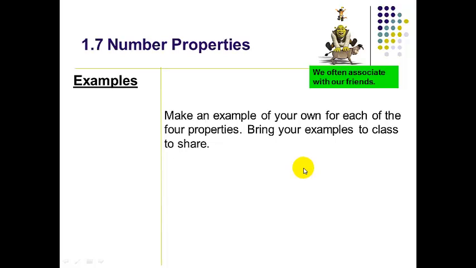For class tomorrow, we want you to look over these and try to make your own, one of each of the 4 properties. We've got the commutative property of addition, the commutative property of multiplication, the associative property of addition, and the associative property of multiplication. So go ahead and write down one of each and bring them with you to class tomorrow to share.